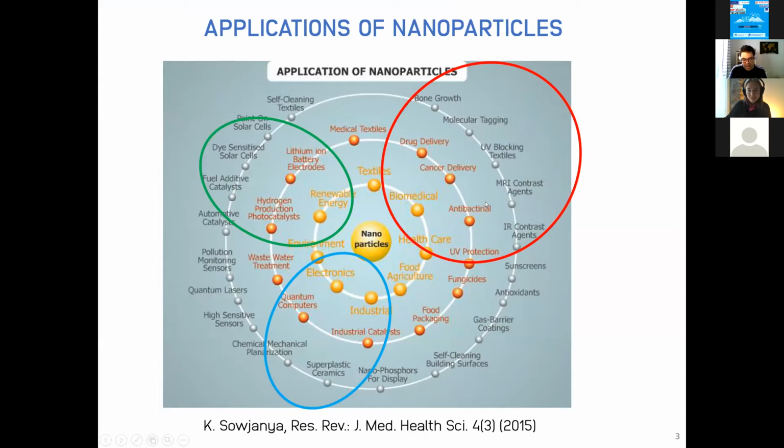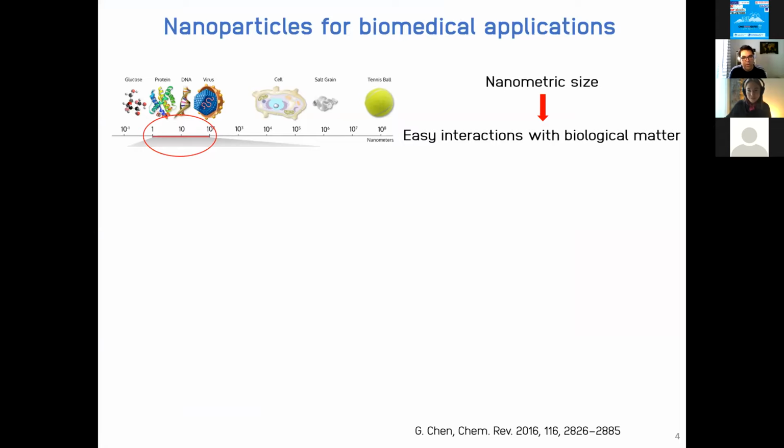So why are we able to use nanoparticles in biomedicine? First of all, because of their nanometric size, which allows easy interaction with biological matter. In normal conditions, we use nanostructures between 5 and 20 nanometers, which are more or less in the same size range as biomolecules such as glucose, proteins, DNA, and viruses, and also smaller than cells.